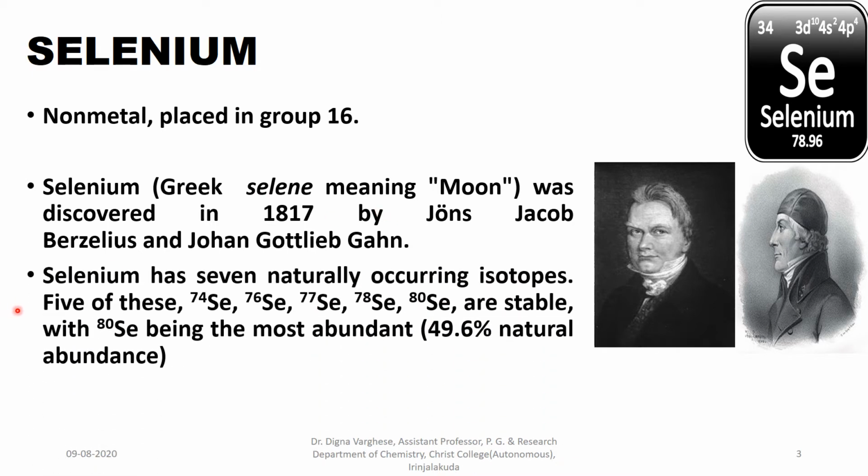Selenium has 7 naturally occurring isotopes. 5 of these are selenium 74, selenium 76, selenium 77, selenium 78 and selenium 80, which are stable, with selenium 80 being the most abundant isotope, about 49.6% of natural abundance.